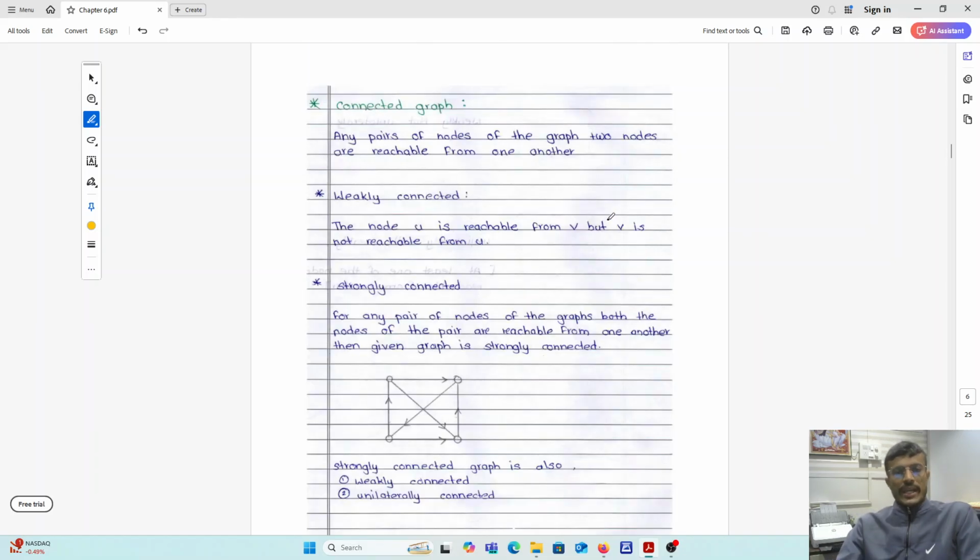Then next one, connectivity of the graph or connectedness of the graph. The graph is connected by 3 methods. The first one is the strongly connected graph, the second one is the weakly connected graph, and the third one is the unilaterally connected graph. So when is the given graph said to be a strongly connected graph? For example, let's take this diagram.